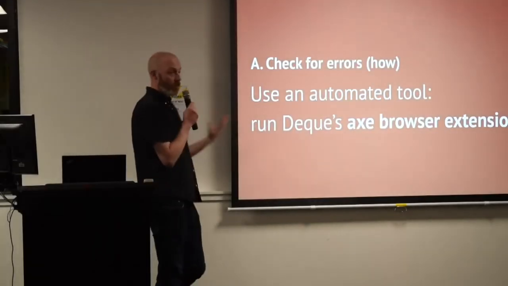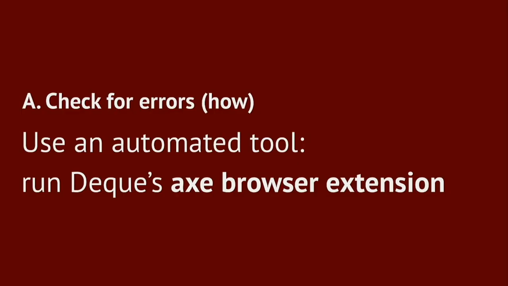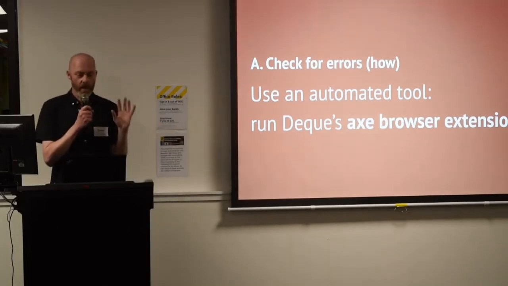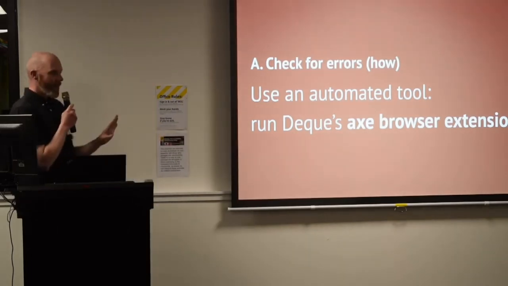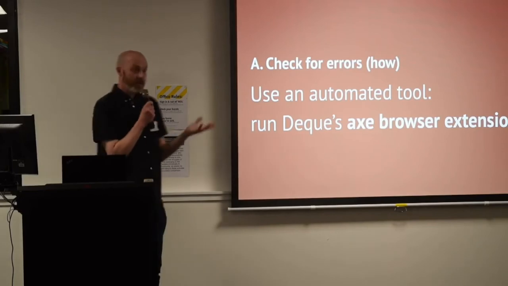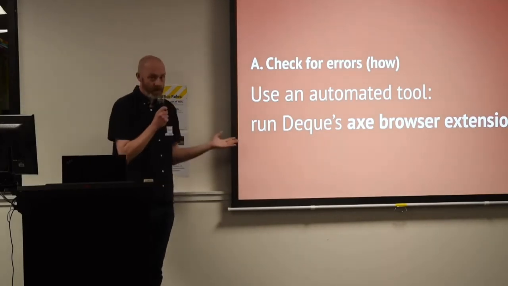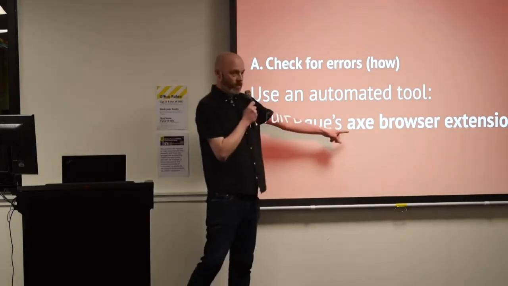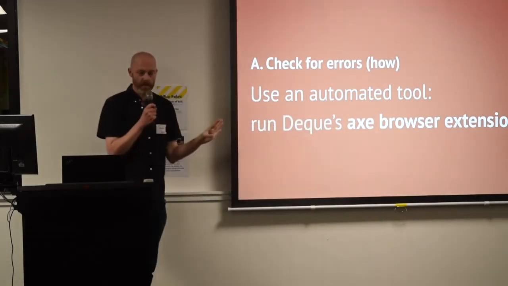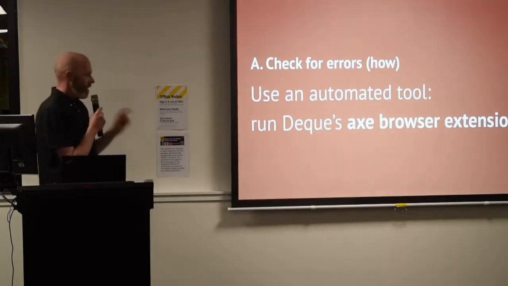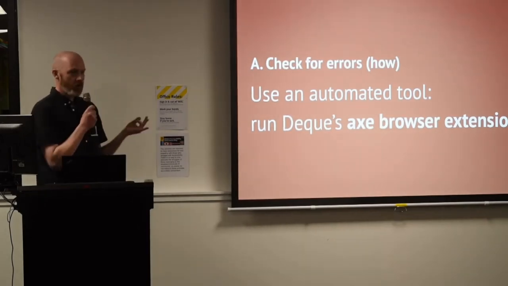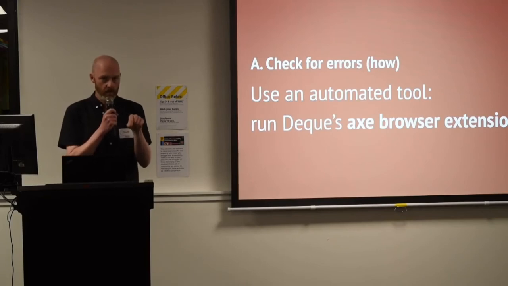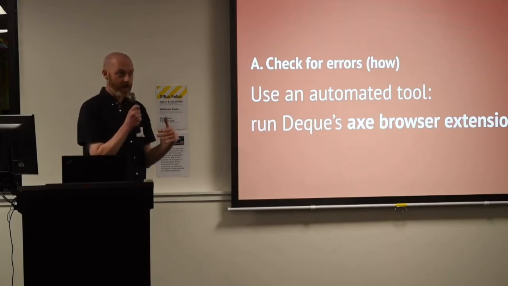Okay, so that was a bunch of the errors. What are these actual errors that we're talking about? Thankfully, this is the easy bit. They're like, okay, cool, that was a lot of errors, Steve, because that's my name. Cool your jets. How do I actually do anything about this? Well, there's lots of ways. My favorite way, because it's easy and I'm lazy, is to run a browser extension called Axe, which is by a company called Deque, who are a big accessibility company. It's for Firefox and for Chrome. You just install it, press go, and it scans a page for errors.